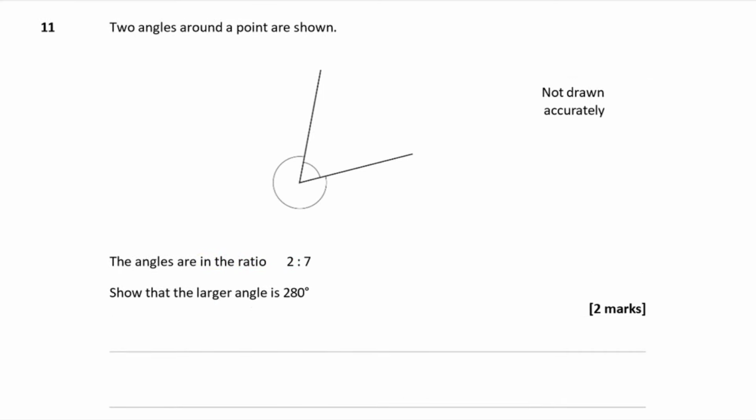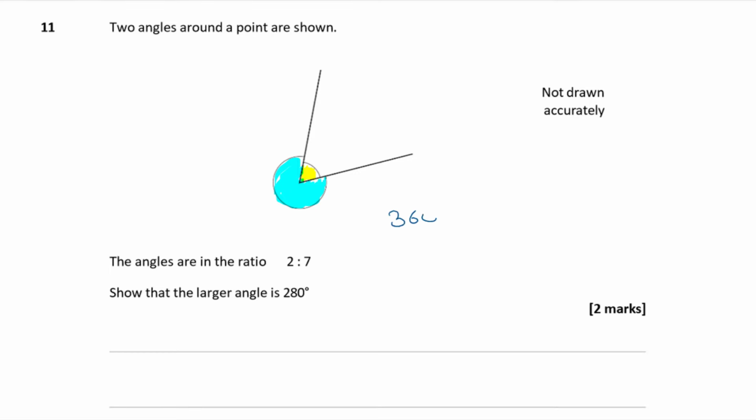Question 11, two angles around a point are shown. The angles are in a ratio of 2 to 7. Show that the large angle is 280. Now this is a bit like a dividing by a ratio question, isn't it? Because I've got these two angles that make up a full turn. So this one and this one together make a full turn. And a full turn is 360 degrees. So essentially what I'm doing is I'm dividing 360 degrees in the ratio of 2 to 7. So it's a divided by a ratio problem.